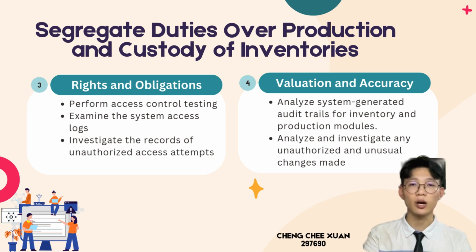The auditor should obtain and analyze the system-generated audit trails for inventory and production modules, which contain information on the user, the date, time, and also details of changes, and so on, to analyze and investigate unauthorized and unusual changes made.